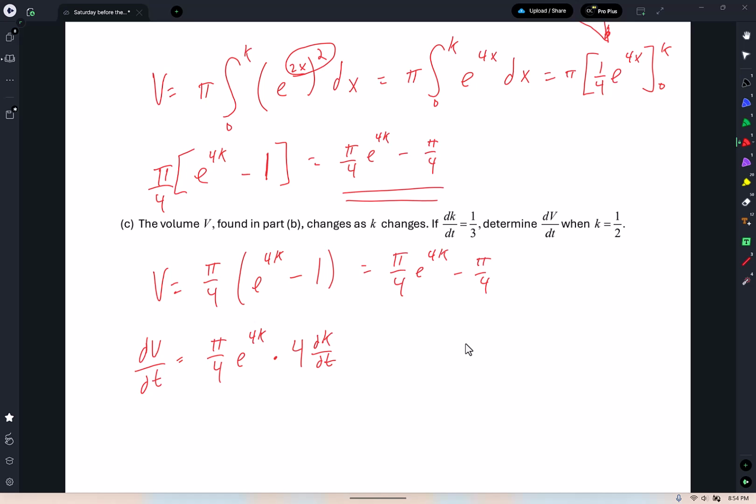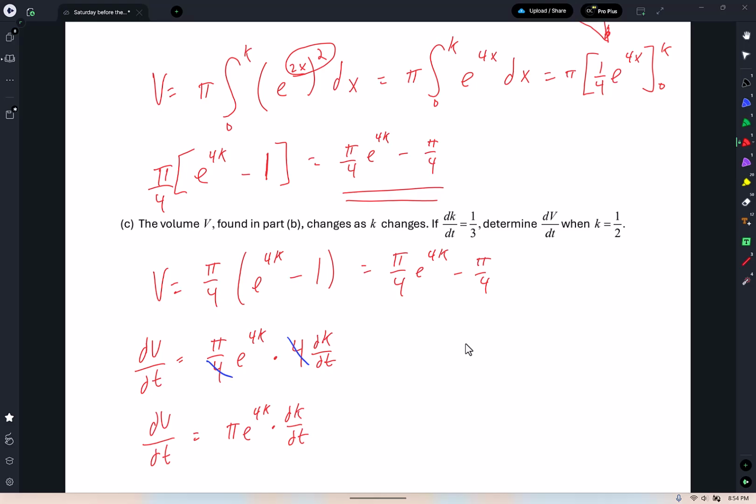So let me make sure everything's correct. I think I got everything right, guys. And the derivative of pi over 4, that's just 0, right? So we're good right there. This 4 cancels out with that 4. So if I didn't do anything wrong, dv dt equals pi e to the 4k times dk dt. All right, so let me see. I think I got everything correct.